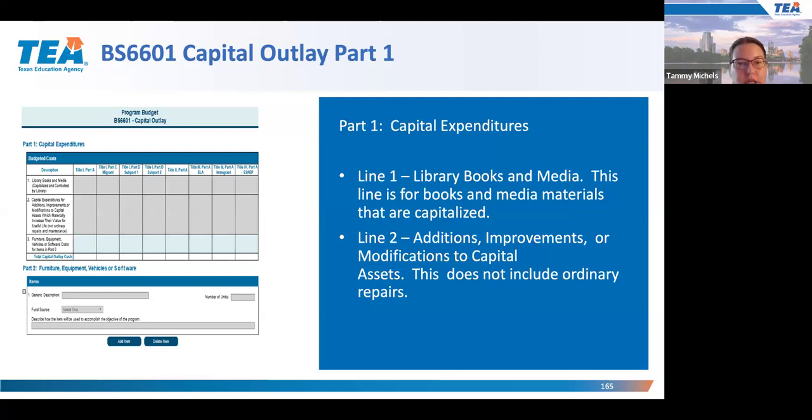And if funds were budgeted for capital outlay in the program budget summary and support in the BS 6001, these funds will automatically populate in the capital outlay schedule in part 1, line 3, furniture, equipment, vehicles, or software costs for items in part 2. If needed, the organization will need to move funds to itemized cost in line 1 for library books and media and or into line 2 for additions, improvements, or modifications to capital assets. The funds budgeted into these two lines will automatically be deducted from line 3. And next slide, please.